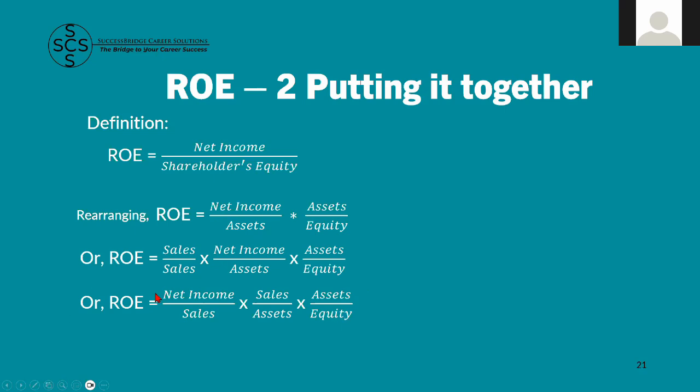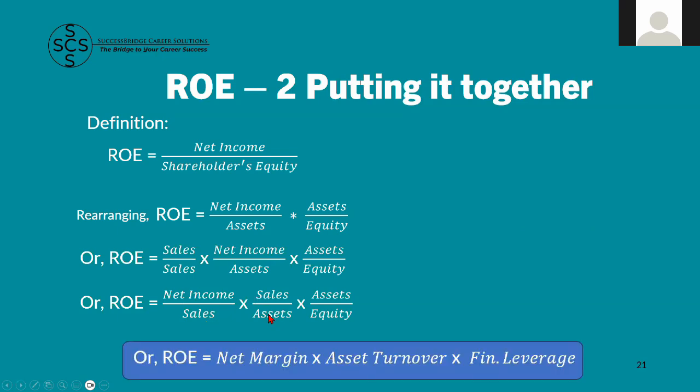Now, we have already seen that net income divided by sales is net margin, sales divided by assets is asset turnover, and financial leverage is assets divided by equity. So a nice relationship between return on equity, net margin, asset turnover, and financial leverage. So what it means is that there are three factors which can affect ROE: net margin, asset turnover, and financial leverage. So a company which cannot charge a high premium, that means a company with low net margin, it is imperative that it has a high asset turnover.